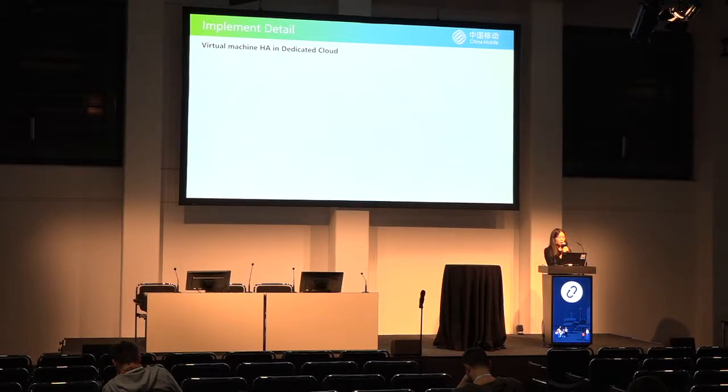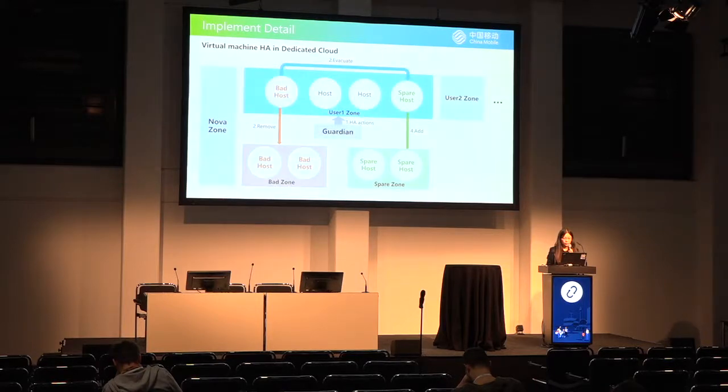And the virtual machine HA is also used in the dedicated cloud in our company. So as you can see, there are many roots. The bad root, which collects the bad hosts, and the spare root, which has a few spare hosts, where there are no virtual machines running on the spare nodes, and the Guardian will do the HA action.